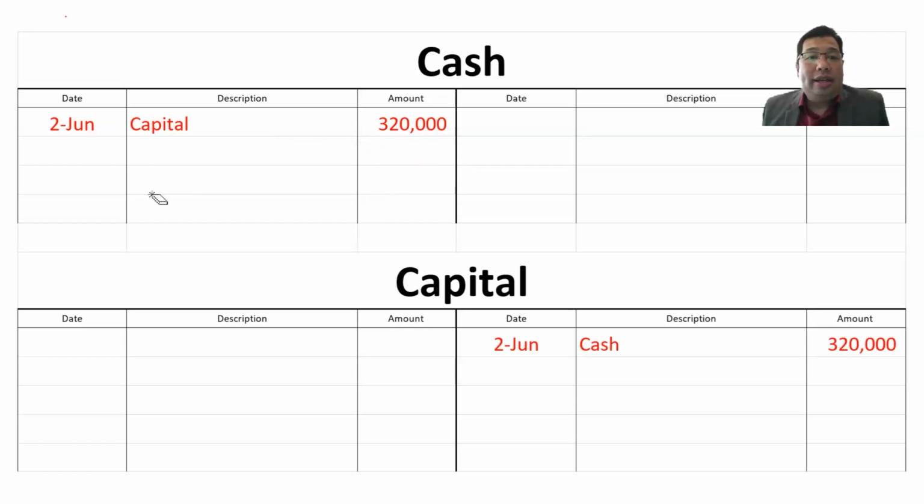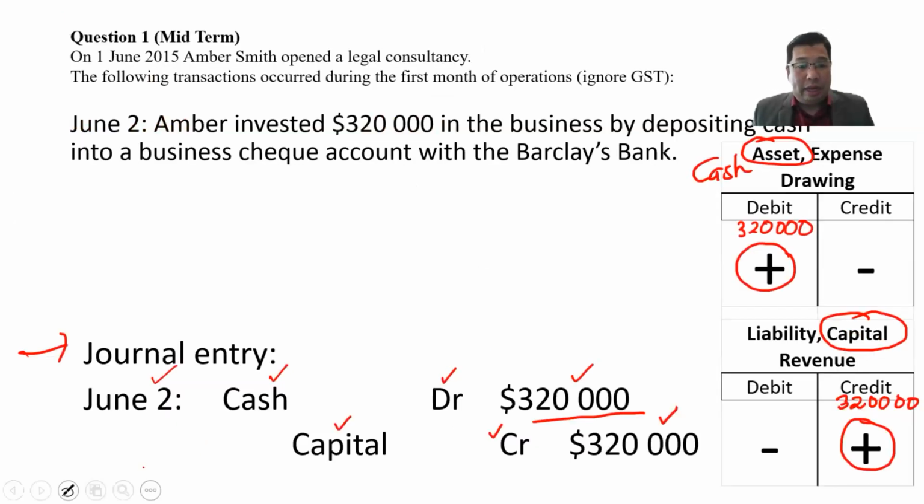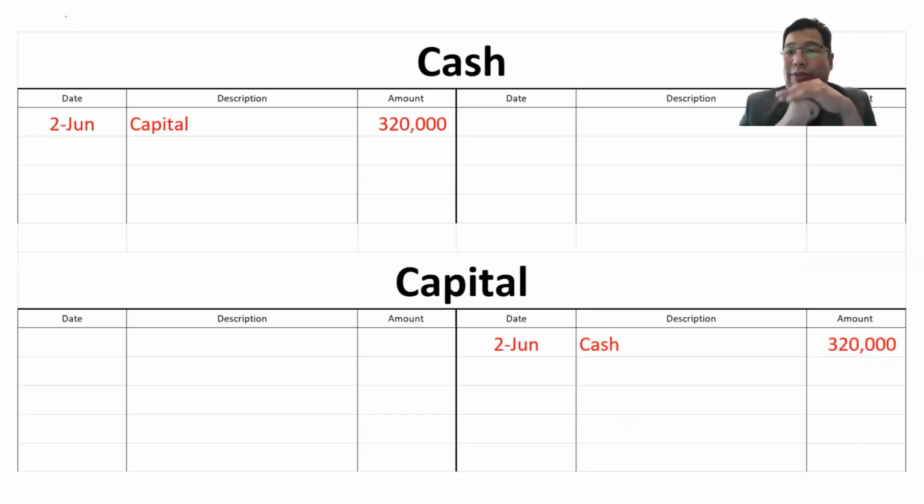Do we have to write narrations for journal entries? What does narration mean? Narration is the explanation down here. For AK111, I'm not forcing you to do that. So it's good for you to just know what is the debit and credit at the beginning. Any questions so far?